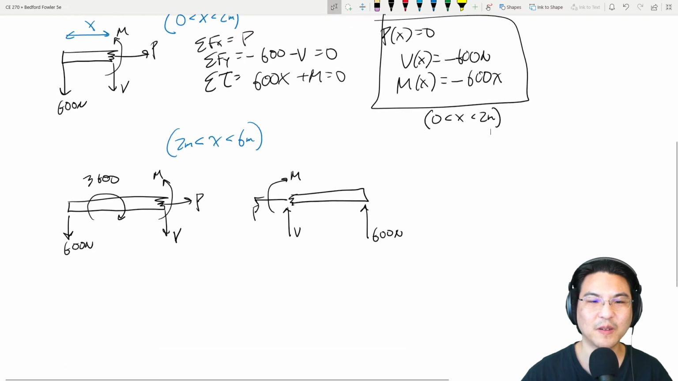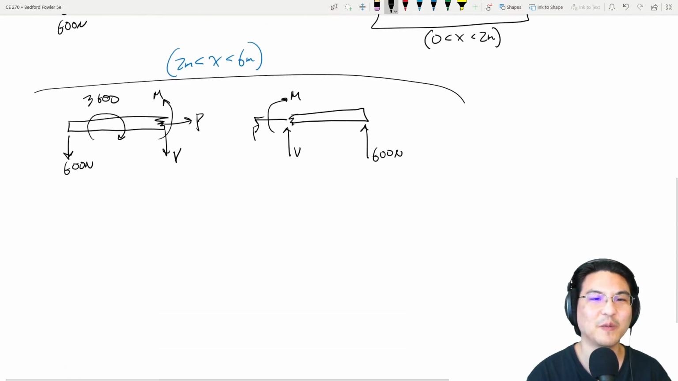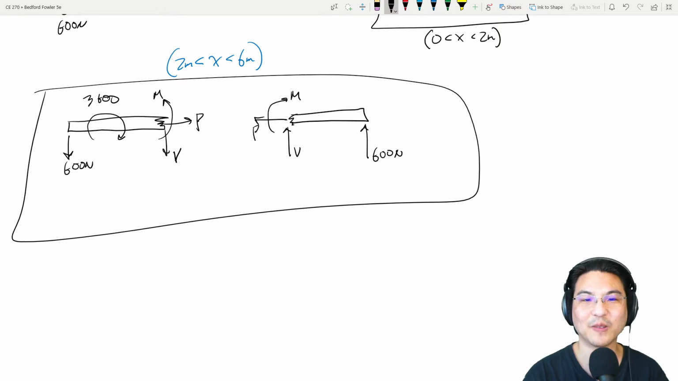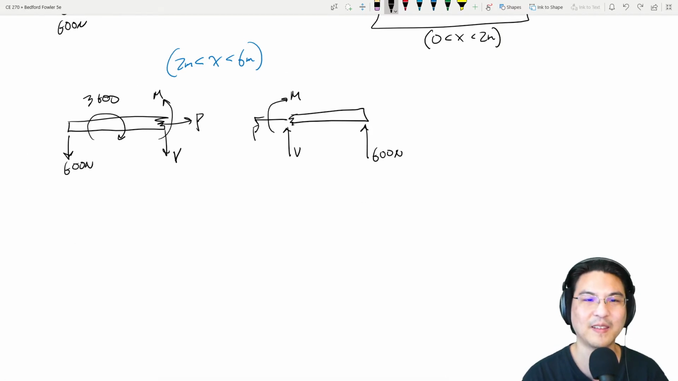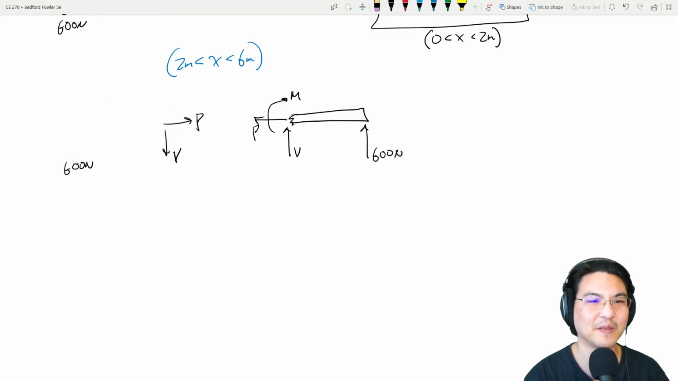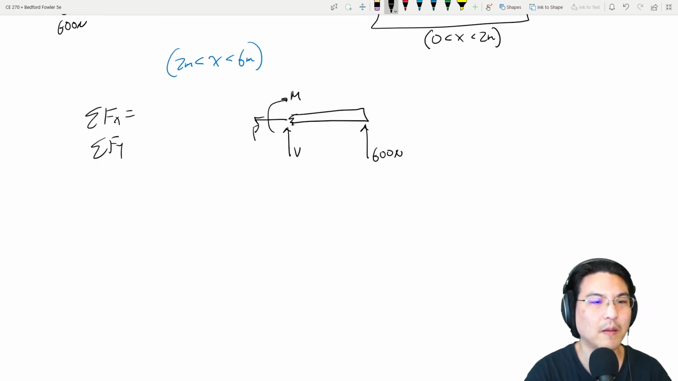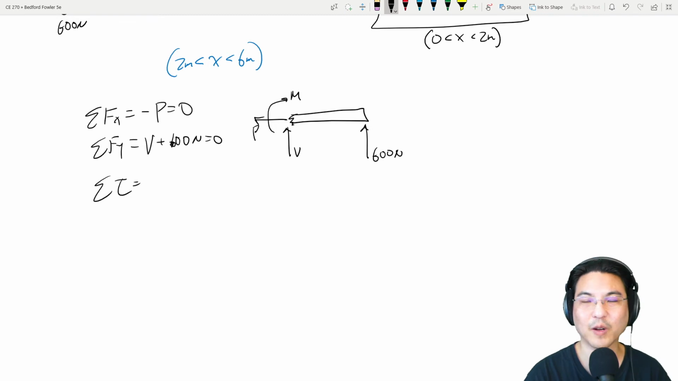Okay, now what about over here? Which of these two sections would you prefer to analyze, knowing that you get the same answer either way? I think this one looks simpler, so let's ignore this one. Okay, so let's solve for these three unknowns. Okay, x direction, negative P; y direction, V plus 600. Sum torque about wherever we want. So I'm going to sum torque about over here, the left end.